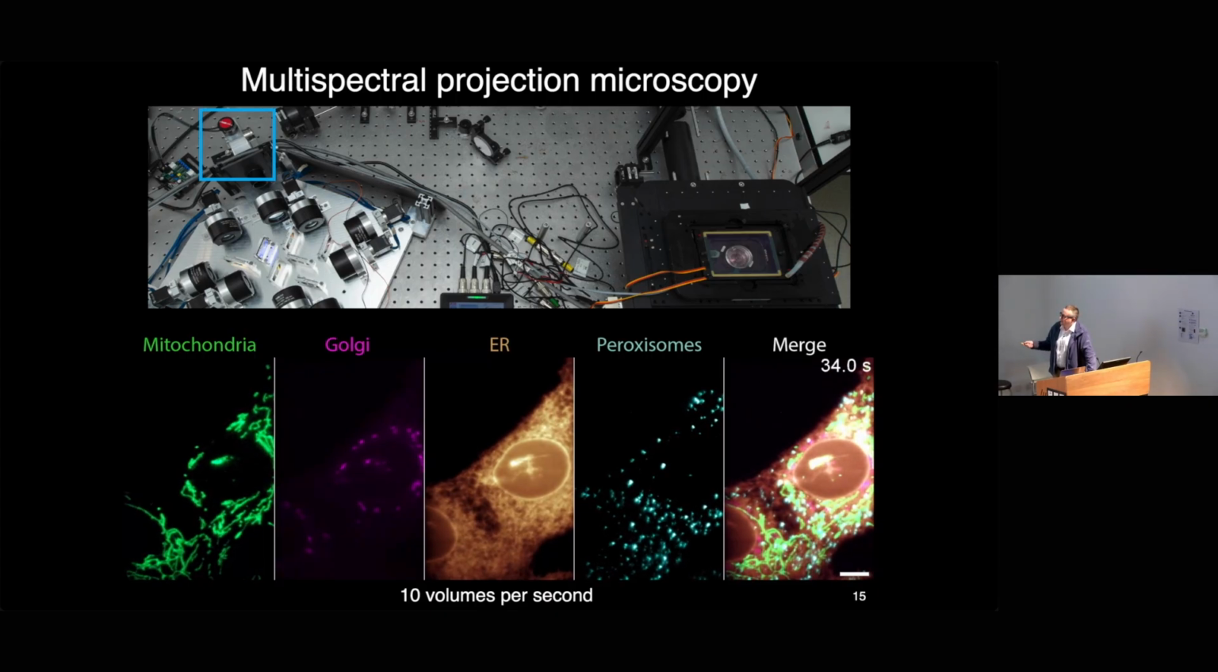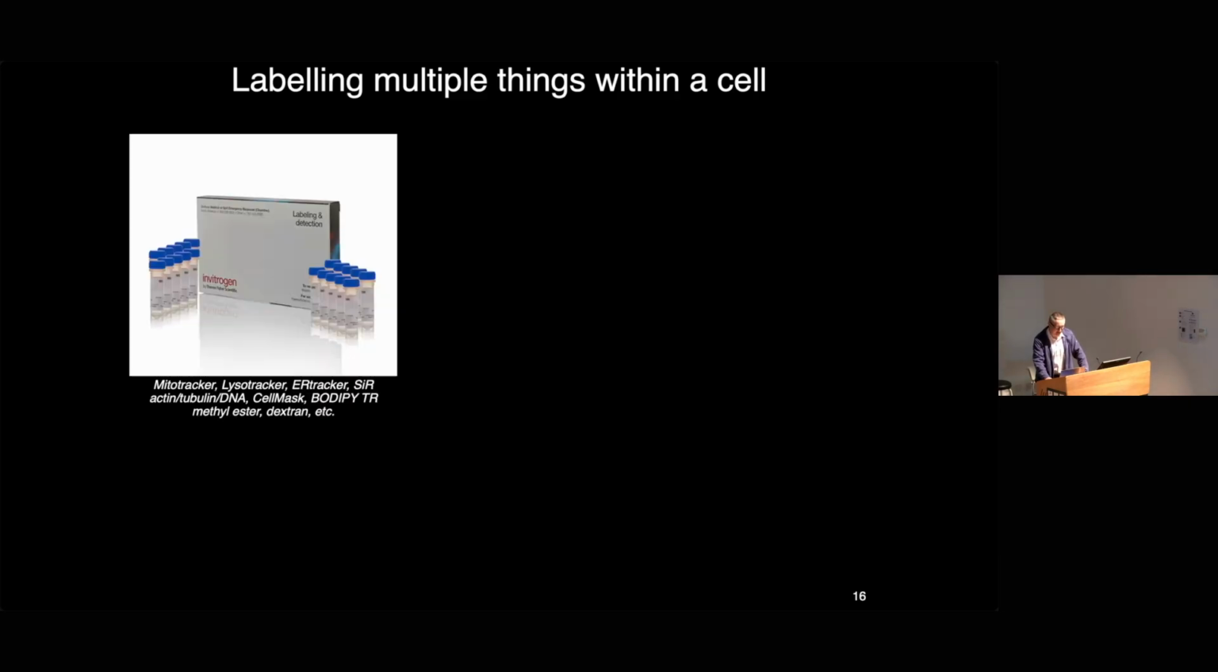These peroxisomes are diffusing under Brownian motion, and then if you merge all the colours together, you get an idea of what the whole cell as a whole is doing. At this point, people normally interject and say, yeah, but labelling lots of things is hard. Yeah, it's not quite as bad if you're prepared to put some effort into it.